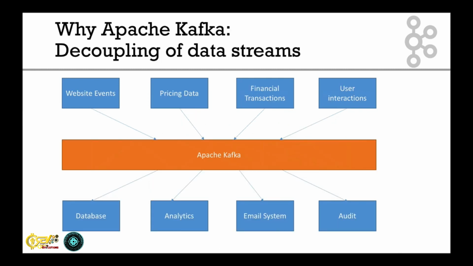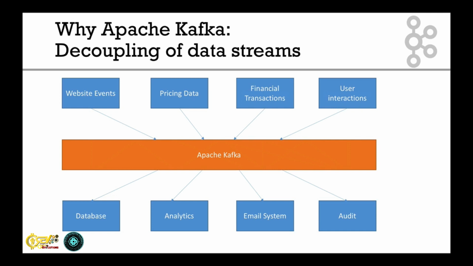So Apache Kafka comes in the middle. It helps you decouple your data streams. As an example, on the top we have all sources: website events, pricing data, financial transactions, or user interactions. They will all publish the data to Apache Kafka. Then your databases, your analytics, your email systems, your audit, they can just take the data from Kafka and do whatever they want with it.